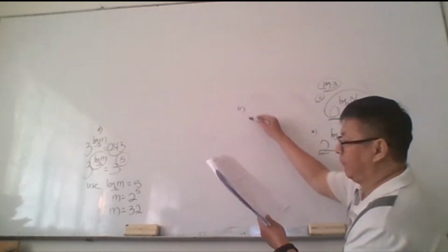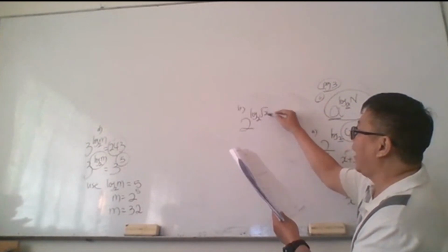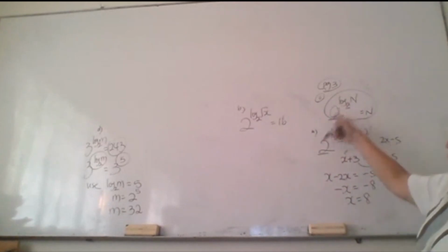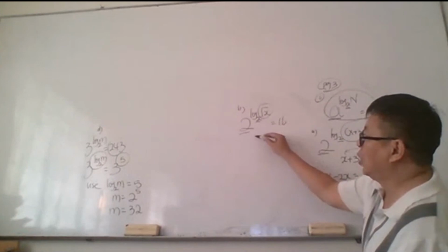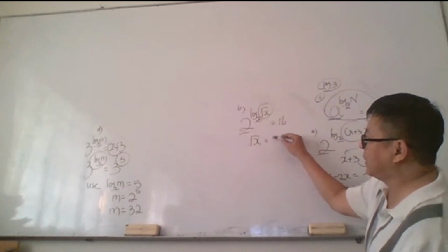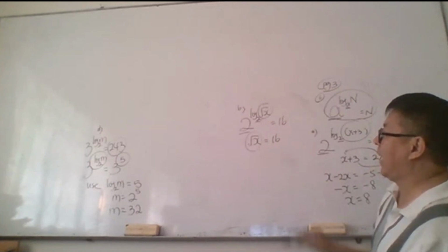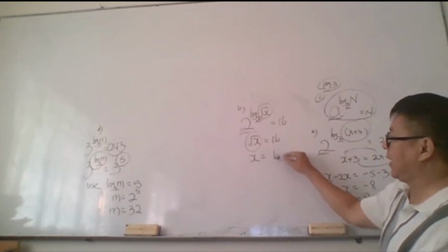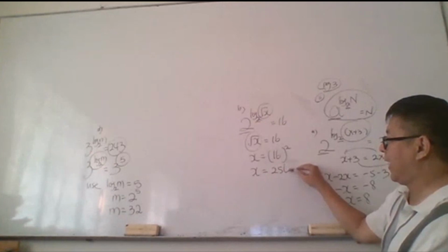And for B, 2 to the power of log base 2 of square root of x, equal to 16. According to the formula, index base and log base are the same. We just need to write down square root of x equal to 16. Square root of x on your left, 16 on your right. So when this square root shifts to the other side, it becomes squared, and your x will be 256.